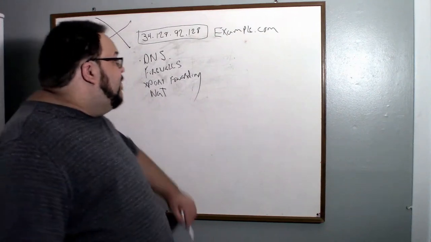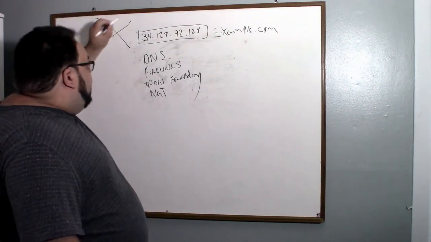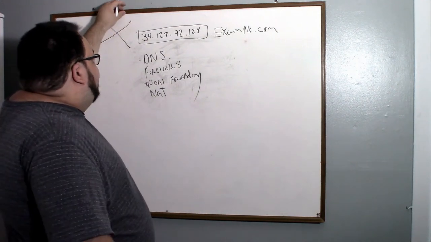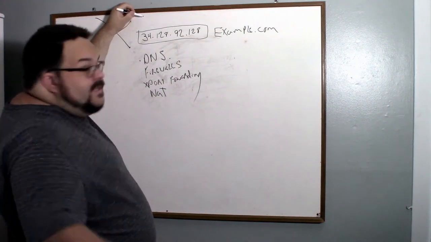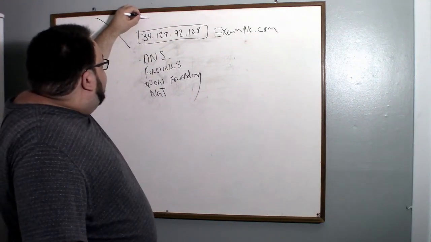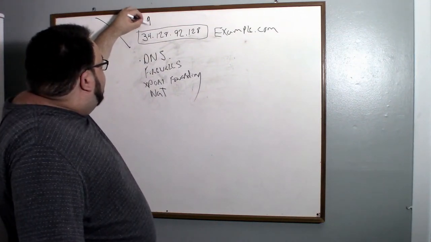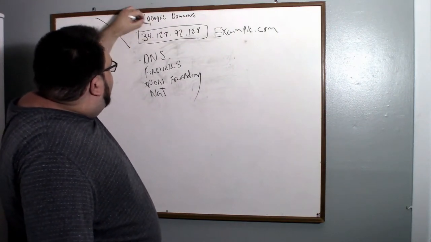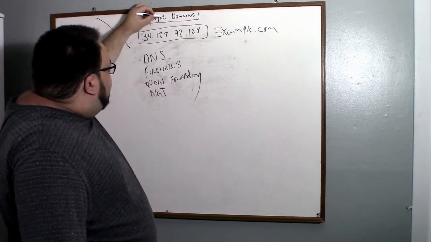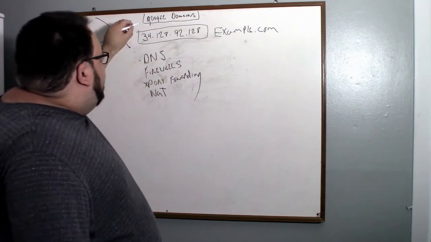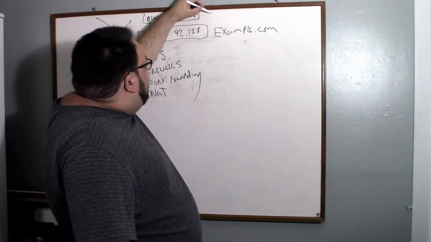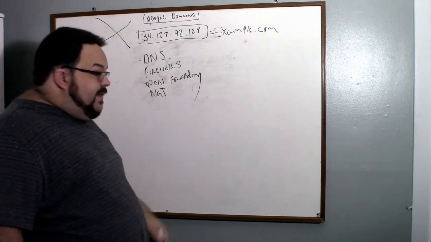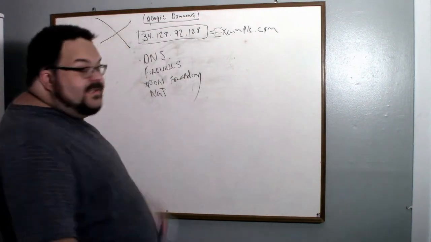But anyway, say you have already bought a domain name, example.com, at Google Domains. So you go up here and you say in your name record that this IP address equals example.com. Now people go to example.com and it takes them to this IP address.